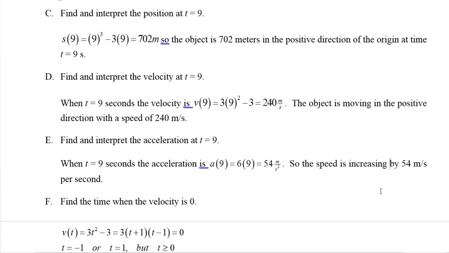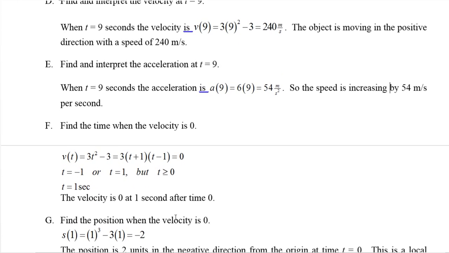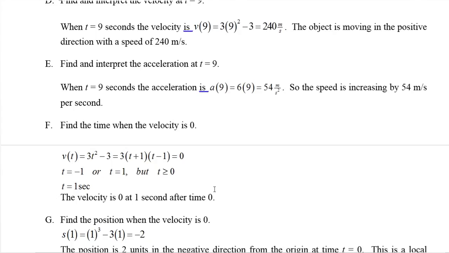When is the velocity 0? Already said that: t equals negative 1 or t equals 1. But we already said t is a positive number or 0, so really it's only 1 second. What happens then? At this point, the object changes direction. It goes from the negative direction to the positive direction.